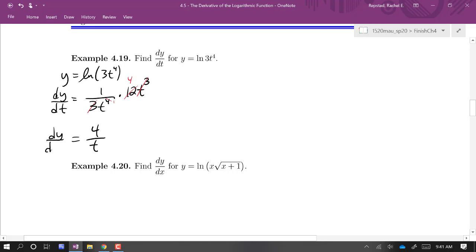I said I'd show you a couple different ways to do this problem. If you were looking at this and thinking, oh, I could use properties to rewrite that, well, we couldn't bring the 4 down in front initially. We'll just note that we're multiplying inside. That's 3 times t to the 4th. So I could first split it up as ln 3 plus ln of t to the 4th.